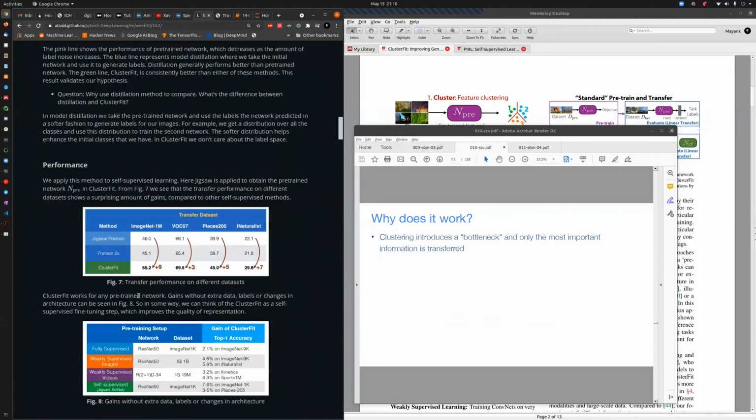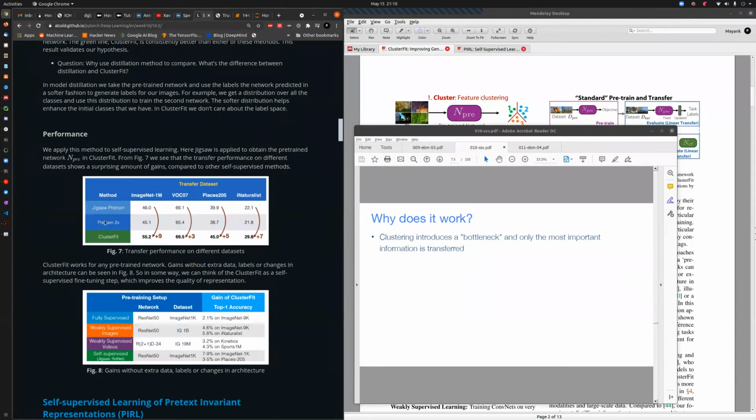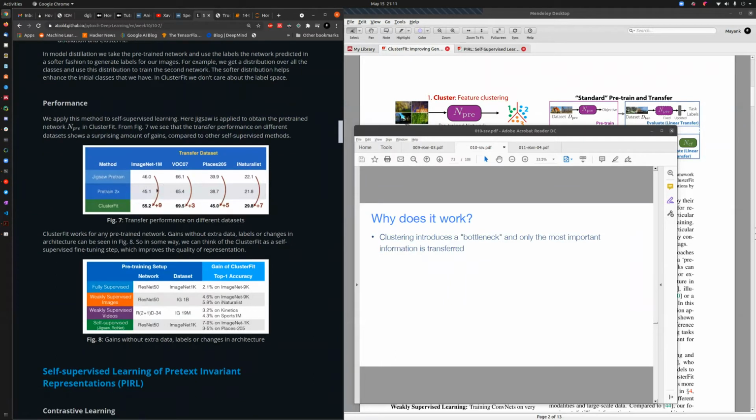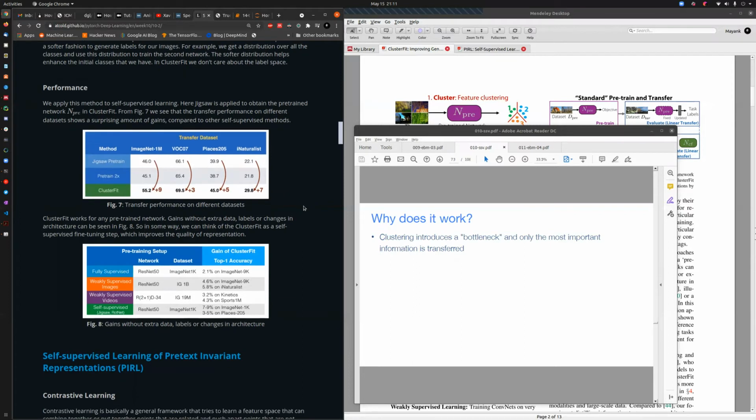Then we have the performance with respect to the Jigsaw pretrain, the pretrain 2x, and the ClusterFit. And yep, as we can see, this is the +9, +3, +5, and the +7 on the different data sets. Gains without extra labels, without extra data labels or changes in architecture. So yep, these are the performance differences that we have seen in self-supervised learning.